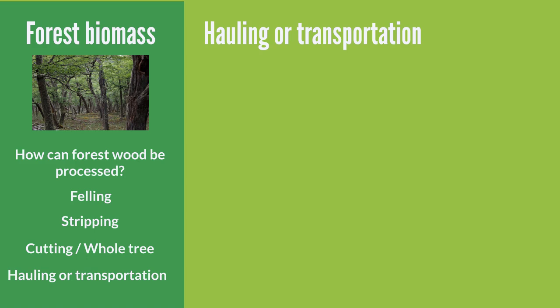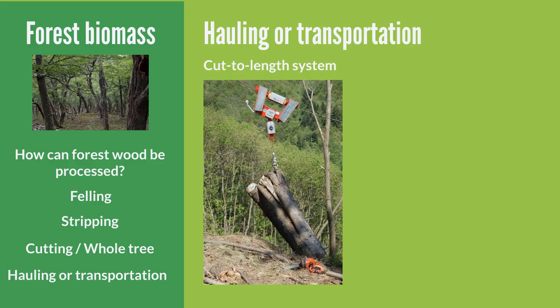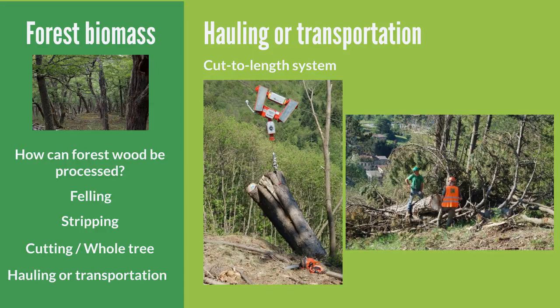The next step is hauling or transportation. It depends strongly on the cutting system. The cut-to-length system has the advantage of an easier and more efficient transportation. However, it does not allow efficiently collecting the remaining branches in the forest. In that case, there are different techniques for collecting trunks and residues separately.